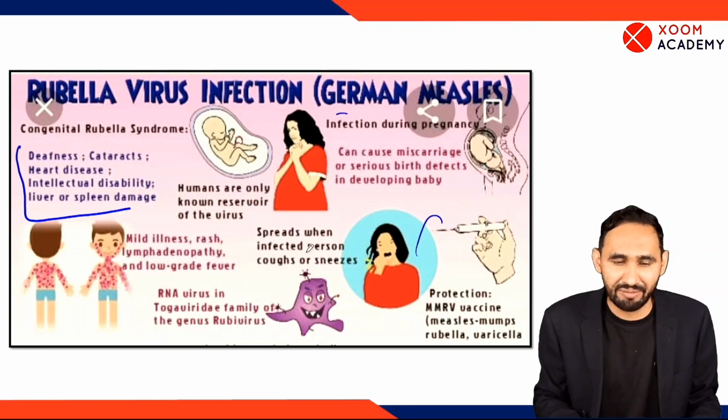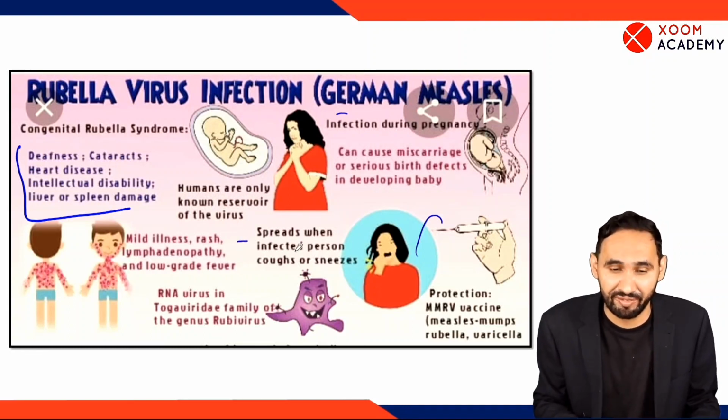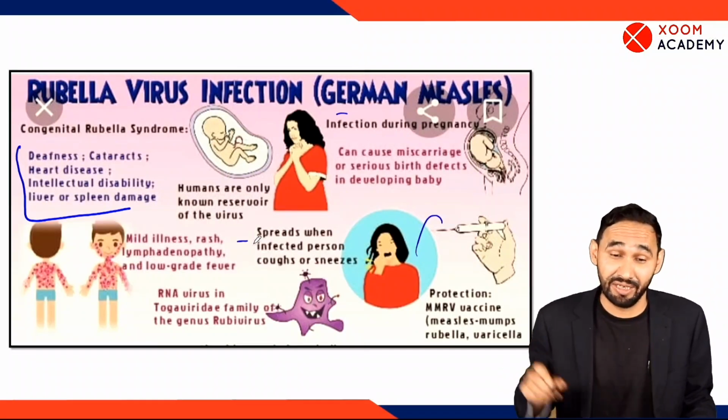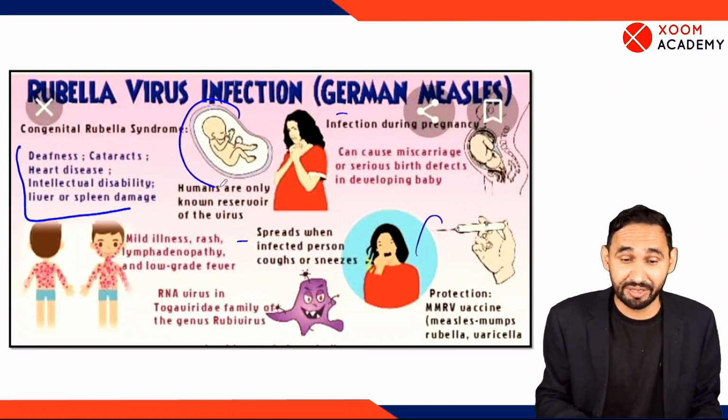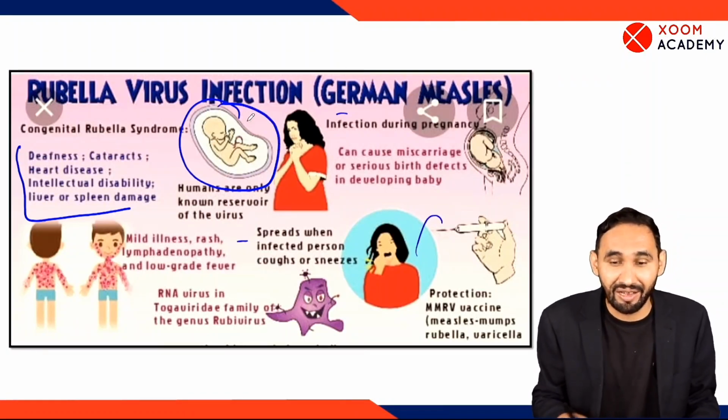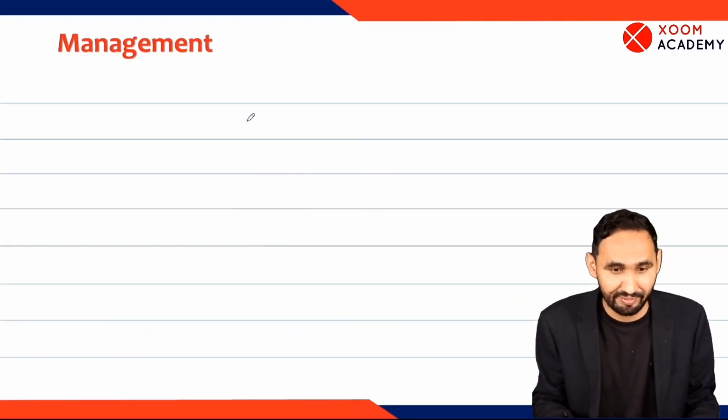So you can remember this through this picture. It spreads when an infected person coughs or sneezes. Human beings are the only reservoir. Here, it is transmitted through the placenta to the fetus and causes congenital rubella syndrome.